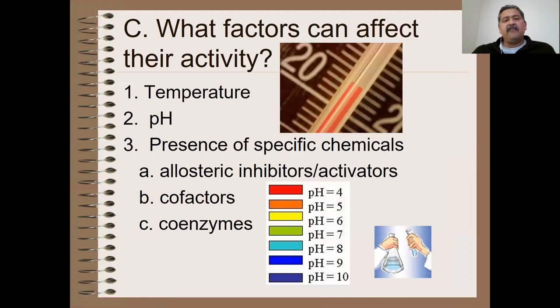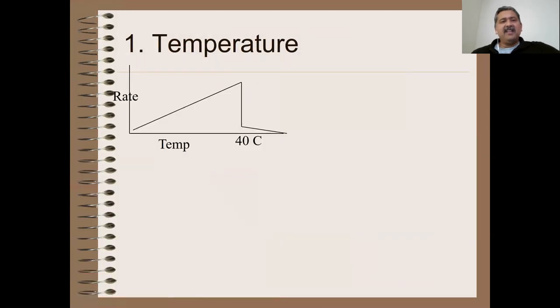If you were in my on-ground class, we would do a lab, and we would study the effect of temperature, of pH, and of certain chemicals on enzymes. But let's take a look at these ideas and see if we can do a mind lab here. Here's the graph of what would happen if you increase the temperature. If you increase the temperature, what happens is the rate increases also as you increase the temperature.